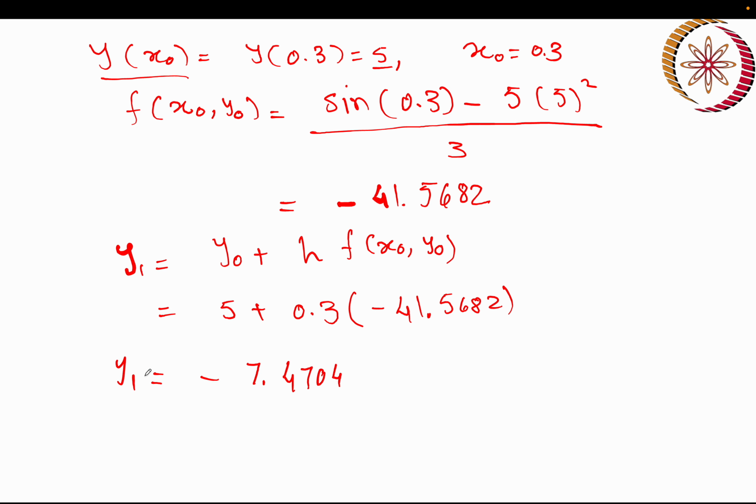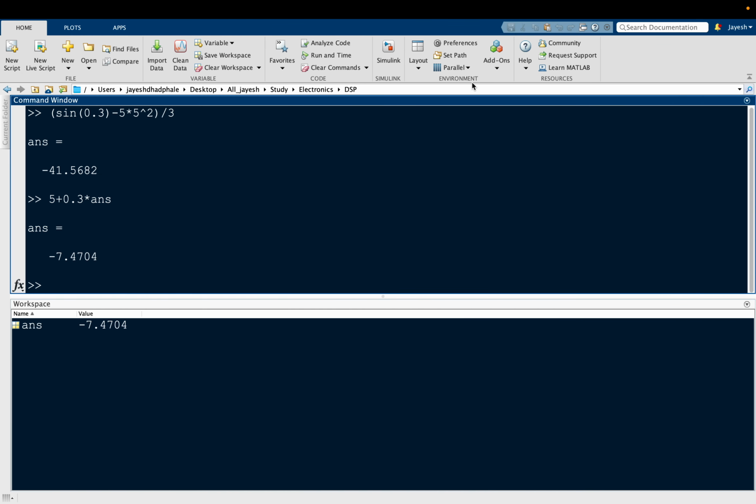Okay, so this is y1, and x1 is x0 plus h, which is 0.3 plus 0.3, which is 0.6. So we will use these values of x1 and y1 in the next step, and y1 is minus 7.4704.